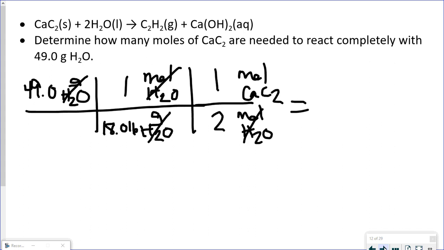So we have 49.0 divided by 18.016 divided by 2. Our original number had 3 digits, so our answer should have 3 digits. So we're going to round this to 1.36 moles of calcium carbide. Let's move on to the next one.